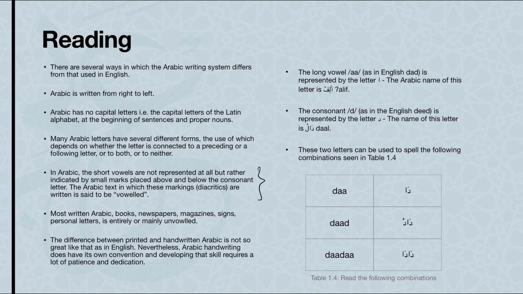As we said, most of the Arabic books, newspapers, magazines, and signs are entirely or mainly unvoweled. Now, one thing is about the handwriting convention. Some languages, like English, may have a very different printed versus handwritten style. As in English, you might have cursive. Like, I'm a doctor, so excuse my handwriting.